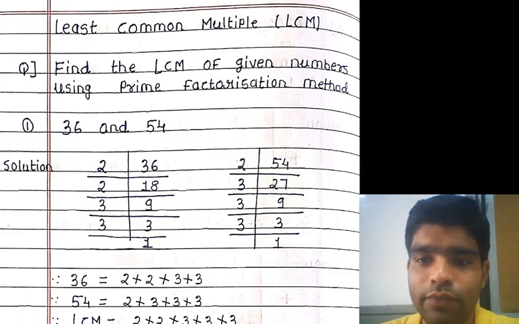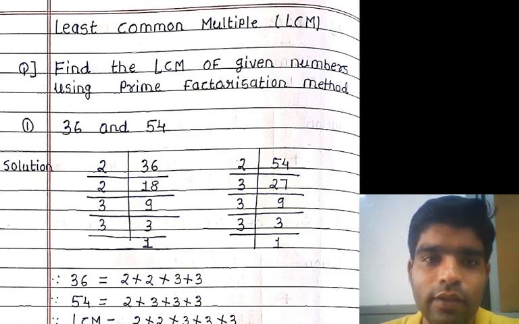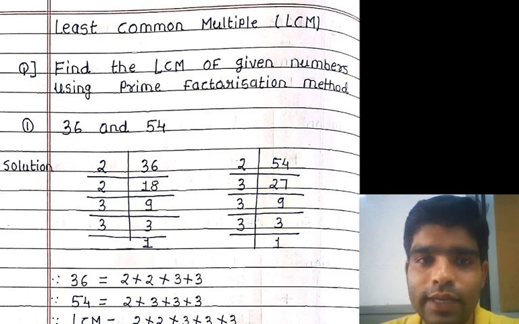Now your question is what? Find the LCM of given numbers using the prime factorization method. It means that you have to use the prime factorization method. For the first example, find the LCM of 36 and 54. Now the solution of the example.